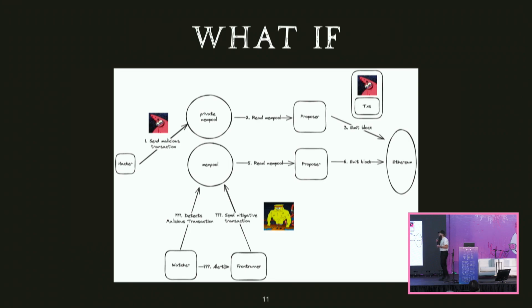Well, what if the hacker has access to a private mempool? What if the hacker sends the malicious transaction to this private mempool, and then the private mempool emits a block with a hack inside? At that point, there is no way for the front runner to actually see the transaction and front-run it. This very simple solution actually makes all front-running services useless.